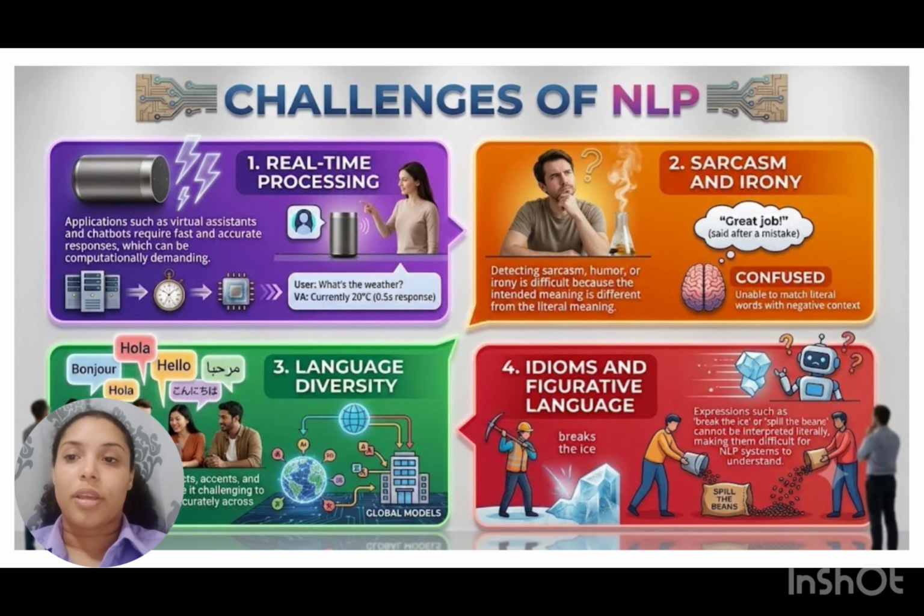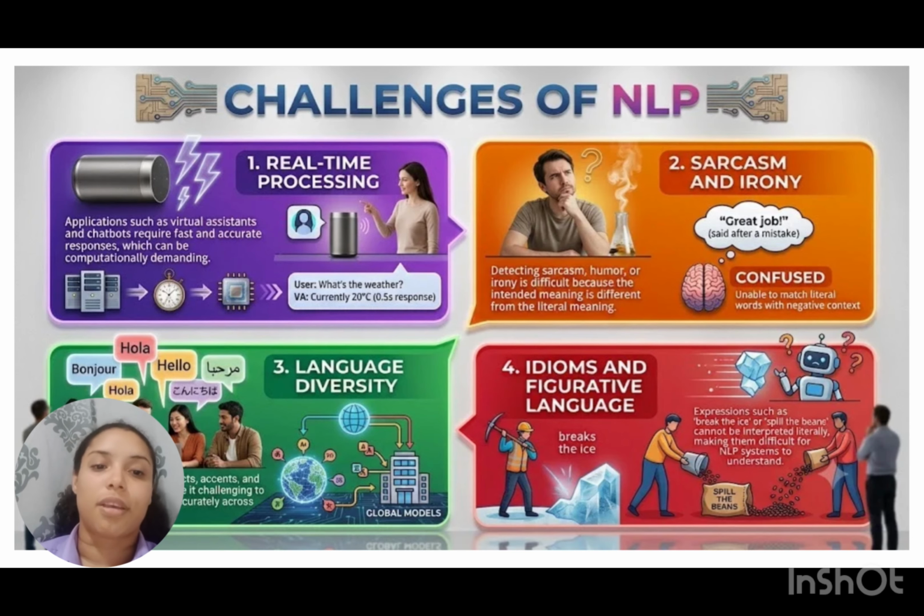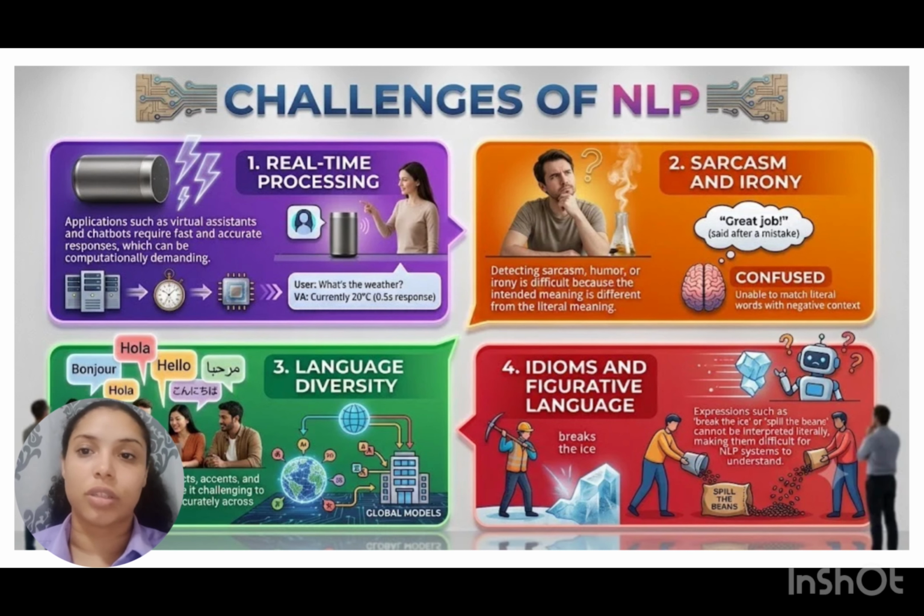Number three challenge is language diversity. Different people speak different languages, dialects, accents, and use regional expressions. The natural language processing system must recognize these variations to communicate effectively. For example, the word "lift" is commonly used in British English, while "elevator" is used in American English.